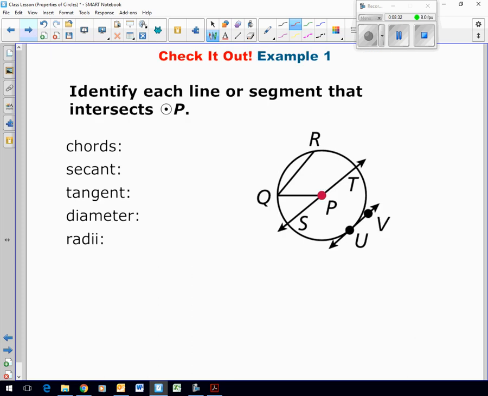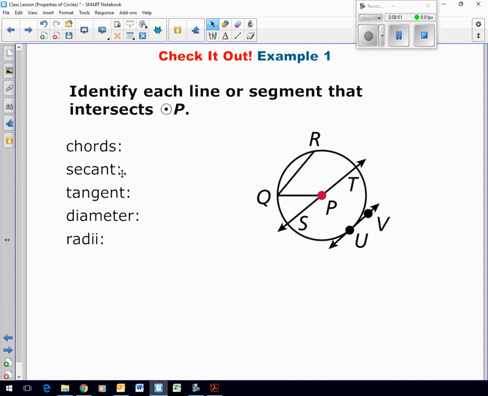All right, your turn. I'm going to give you 3 minutes. I want you guys to give me an example of each. Tell me true or false. You ready? A chord. I've got 2 of them that I see. QR. Is that a chord? Yes. Is line segment ST a chord? Yes, it is. Okay?